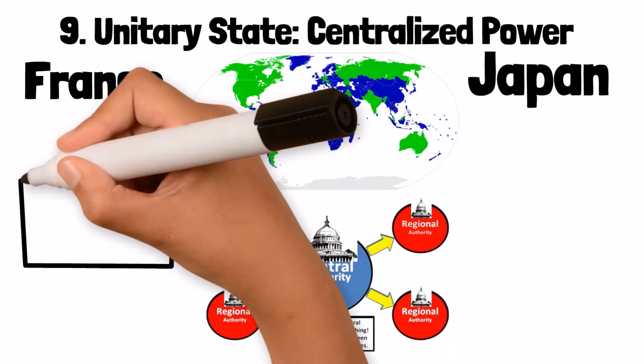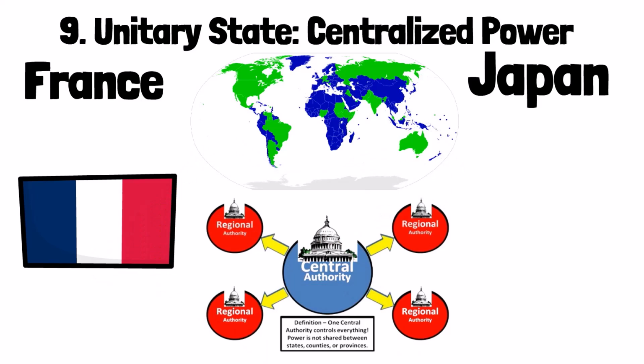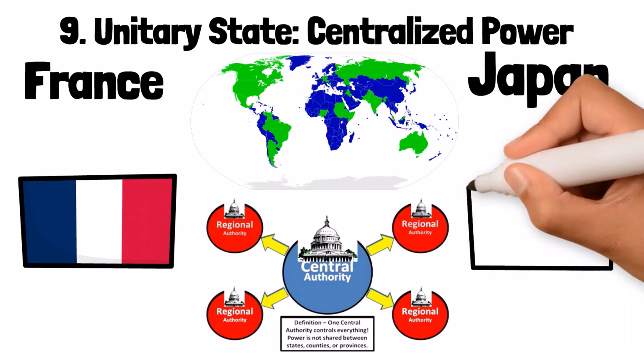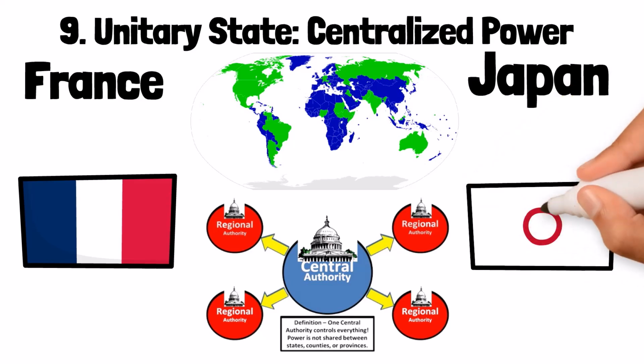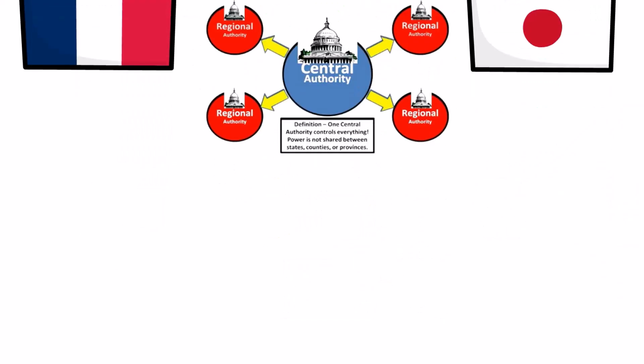France is a unitary state where the central government in Paris holds most of the power, and regional governments have limited autonomy. Japan is another example of a unitary state, where the central government has strong control over the country's policies, with local governments operating under its direction.